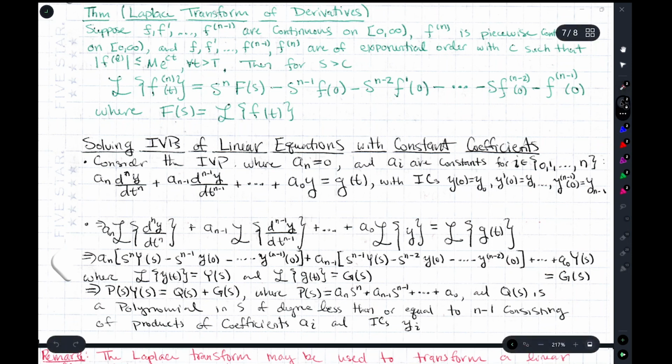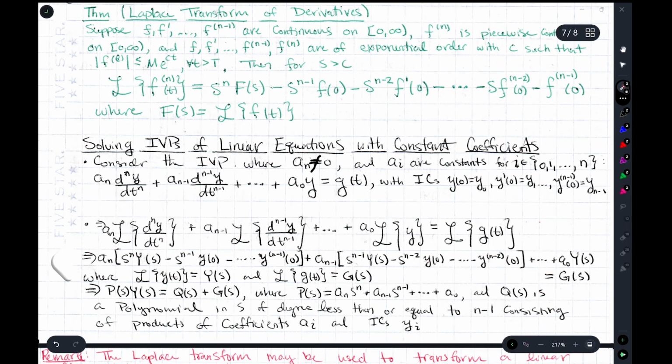So consider the IVP where a_n does not equal 0, definitely not equal to 0, and the a_i are constants. Suppose you have this differential equation here. So it's a linear differential equation with constant coefficients where a_n is not equal to 0. And suppose you have these initial conditions: y of 0 is y naught, y prime of 0 is y1, and on and on.